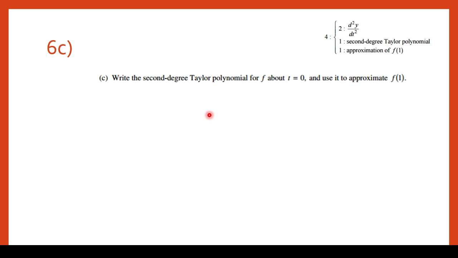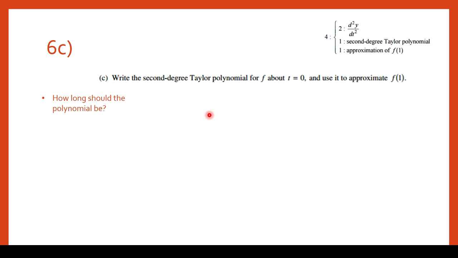6c, write the second degree Taylor polynomial for f about t equals 0 and use it to approximate f of 1. I know I said that the Taylor polynomial is the harder part of the question, usually for most of America, but in this case, this one was not very hard.